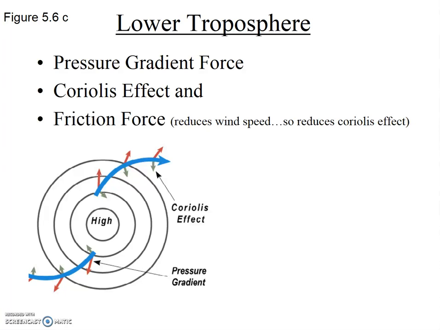Thus, for surface winds, the pressure gradient and the Coriolis effect do not balance out, creating geostrophic winds like they do in the upper atmosphere. Instead, the Coriolis effect is diminished and the pressure gradient always wins. So the air comes outward from a high pressure and it curves a little to the right, but it doesn't completely turn to the right. So we end up with divergent clockwise flow.